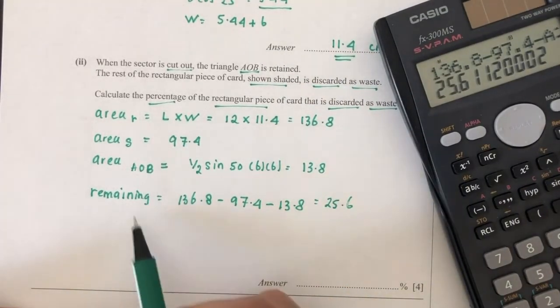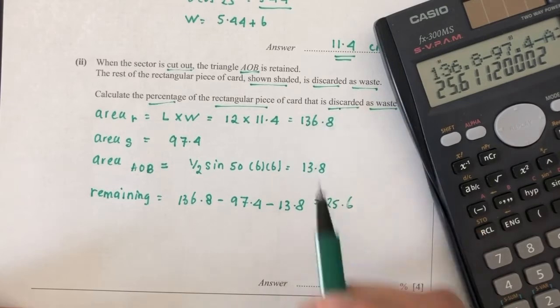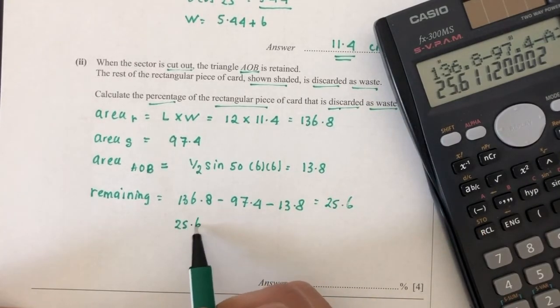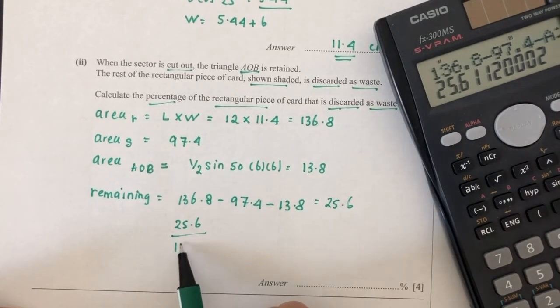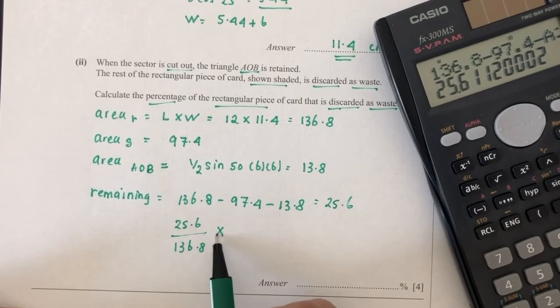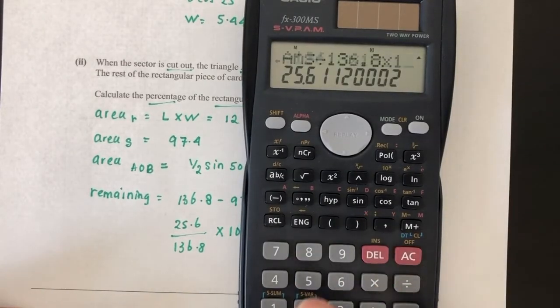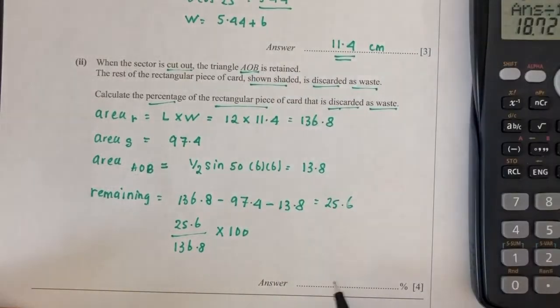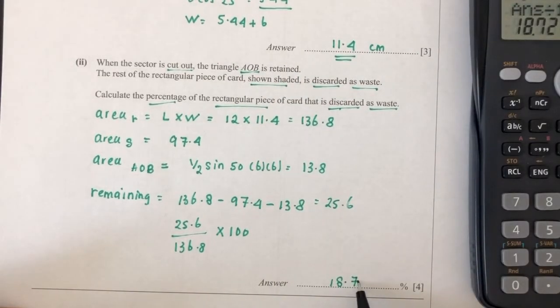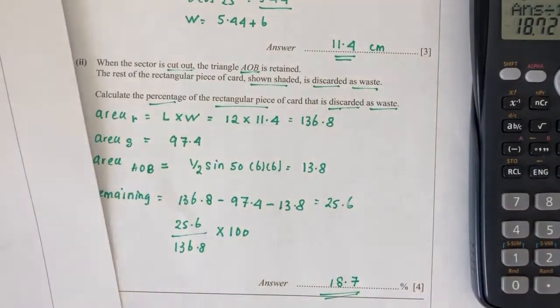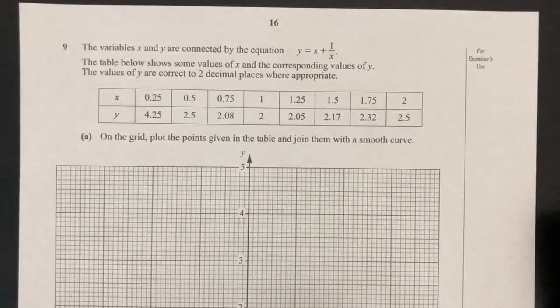That should be 25.6. So the percentage that we are discarding will be 25.6 over total area 136.8 times 100. That will be 18.7%. That is what will be discarded. And this is your answer for part 2, and that is question number 8. Let's move on to question number 9.